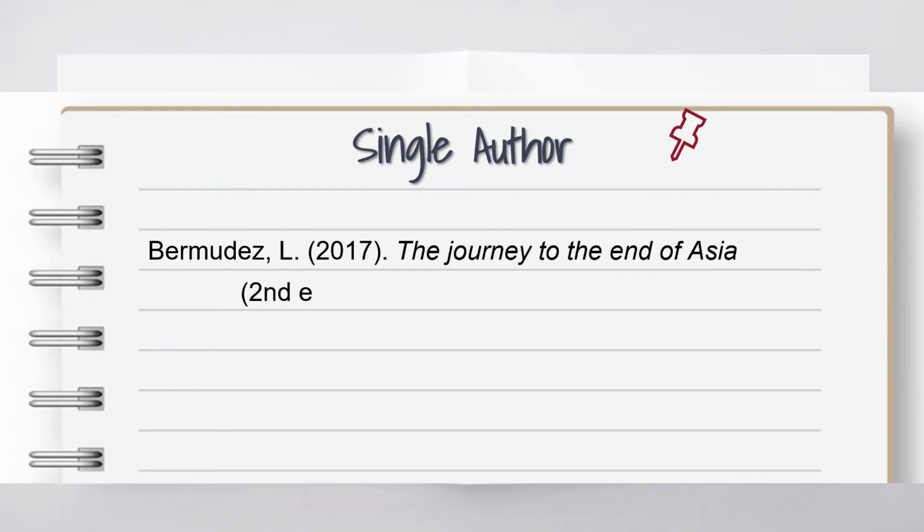So we have here the name of the author, Bermudez, comma, L for the initial of her name or his name, period, and then followed again by the copyright or the year of publication inside the parentheses, and then again there is a period. Next is the title of the book, which is The Journey to the End of Asia, and that is written in italics. All right?